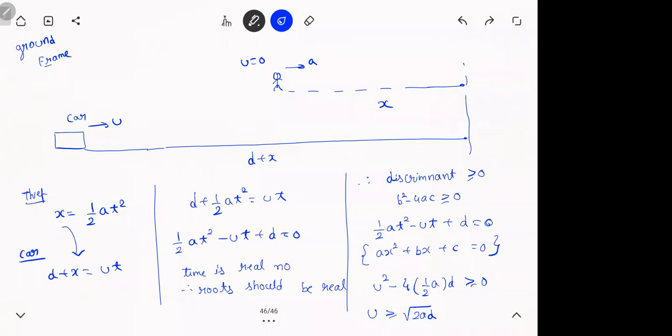So this is ground frame. This is how you do it. I'll tell you why this is important. If they ask you how much did the car travel when the thief is caught, you should know it is d plus x. In relative, the advantage is it gives you time, but you will lose every other information.